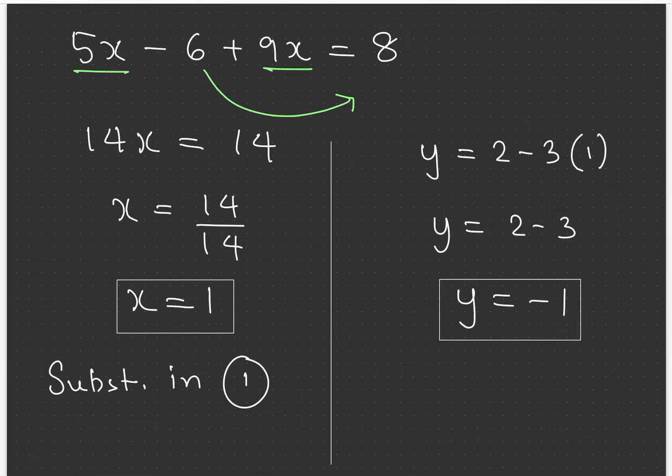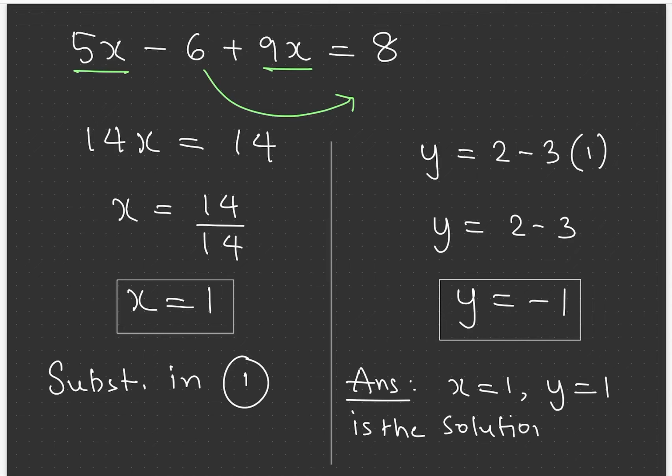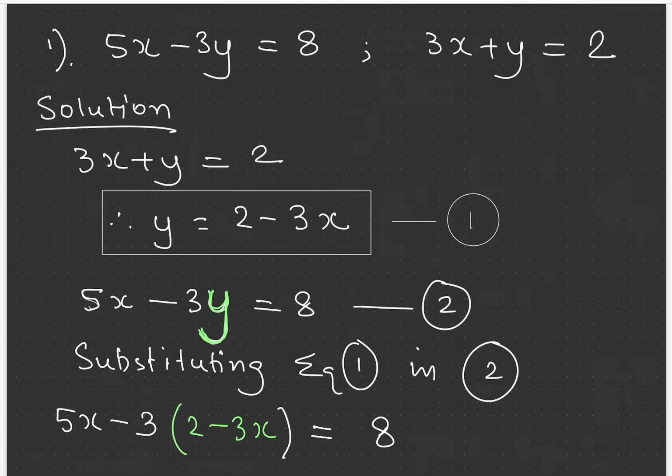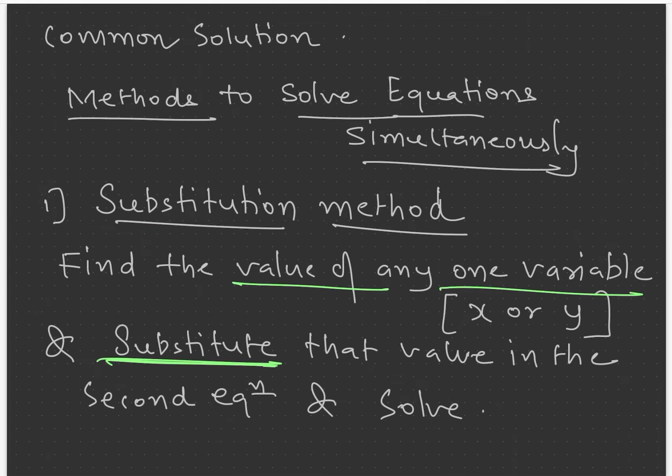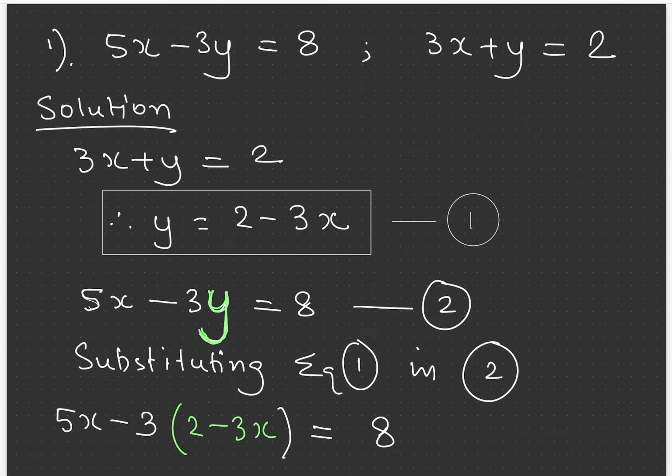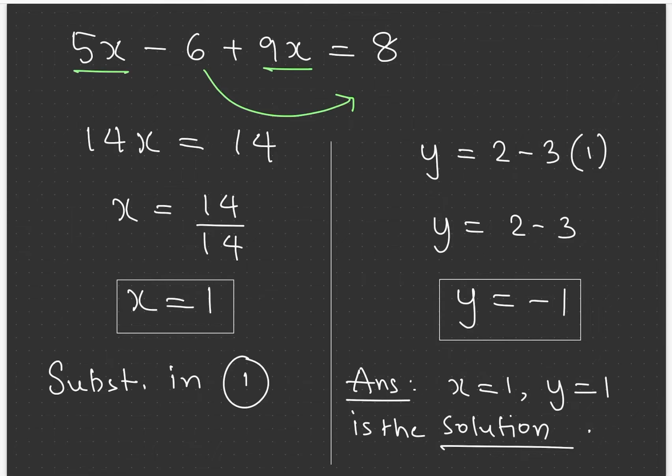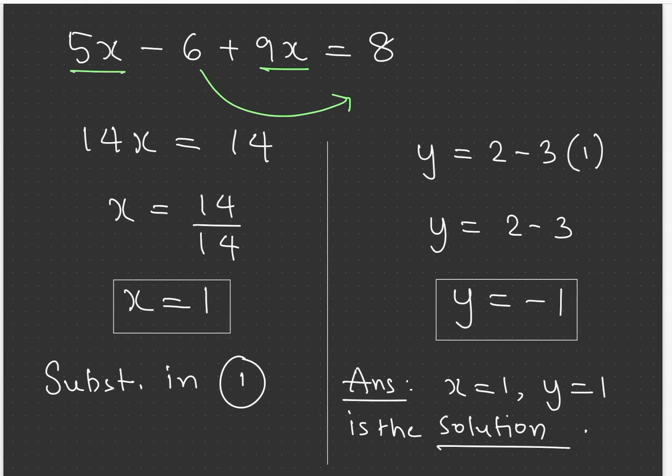So I can write the final answer. Therefore, the final answer will be what? X equal to 1 and y equal to minus 1 is the solution of the given equations. So the method was, you find x or y from any one equation and substitute that in the second equation. This is called the method of substitution. Clear? I'll show you one more example, so that you're more clear with the sums.